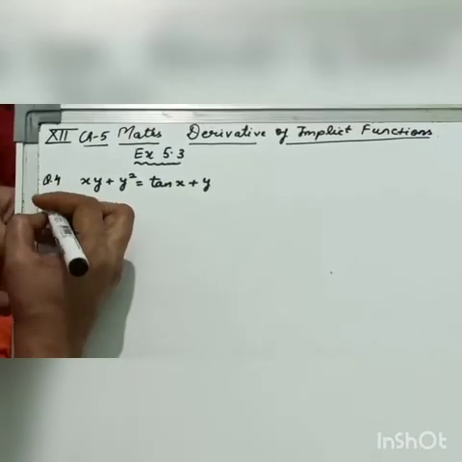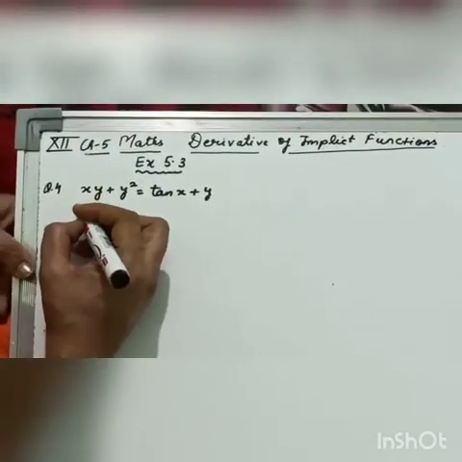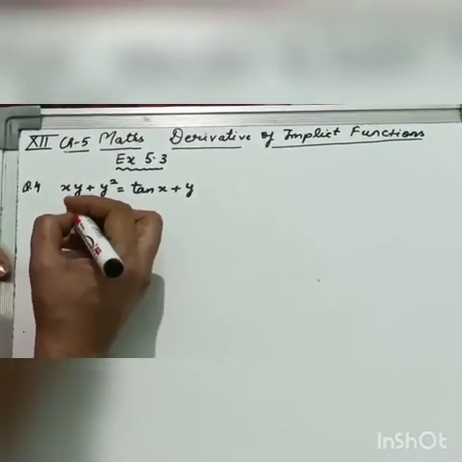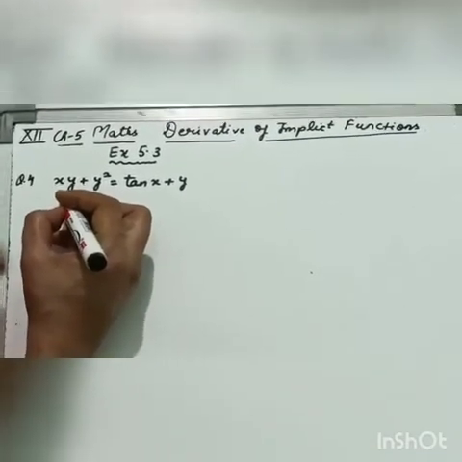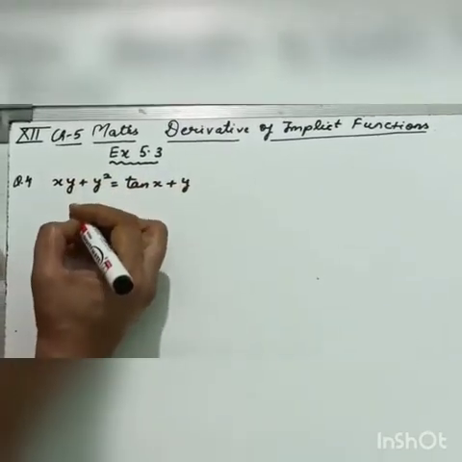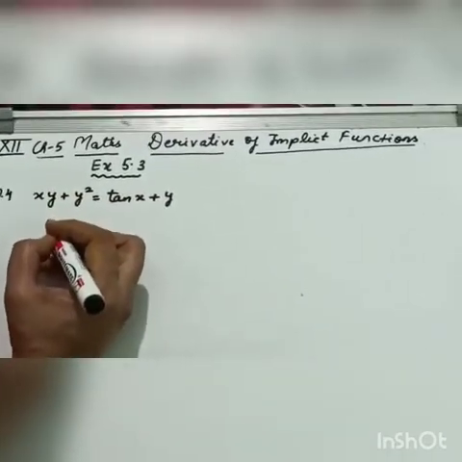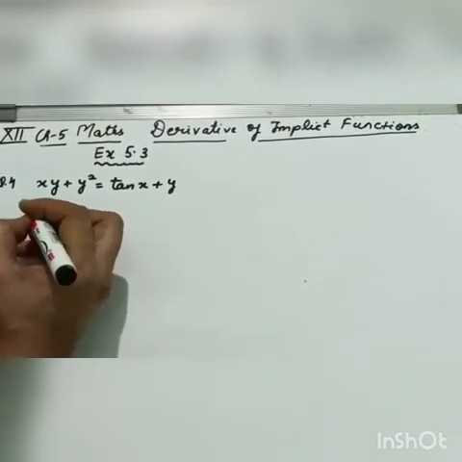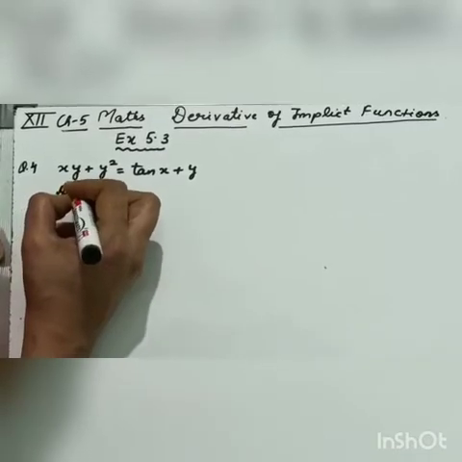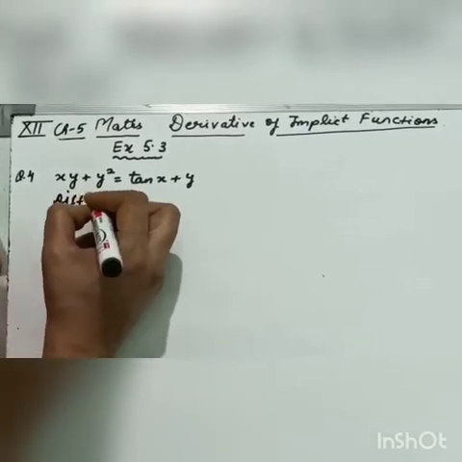Now next is question number 4. Now in this exercise there are some questions which are explicit functions based, some are implied functions based. So xy plus y square equal to tan x plus y, and if we need to find dy by dx, no need to calculate y in terms of x, we directly differentiate our function. So differentiate with respect to x.